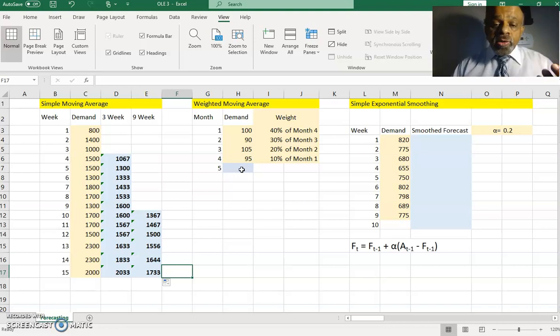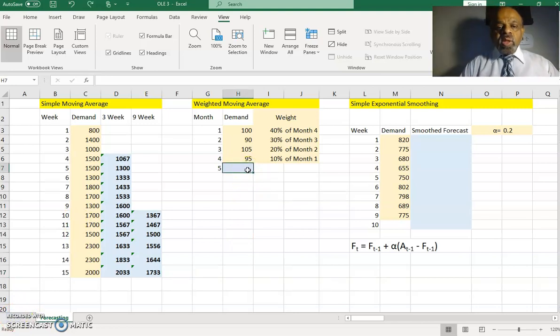Now, I also have as an input these weights here. I'm going to take 10% weightage of month 1 demand, 20% weightage of month 2 demand, 30% weightage of month 3 demand, and 40% weightage of month 4 demand. So I need to consider the weight here, and then I'm going to do the moving average. You have guessed it now. We are going to do an average, but the average is going to be based on all the different weights and all the different demands that we have.